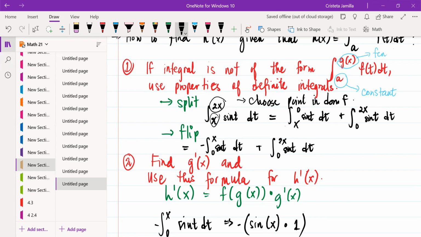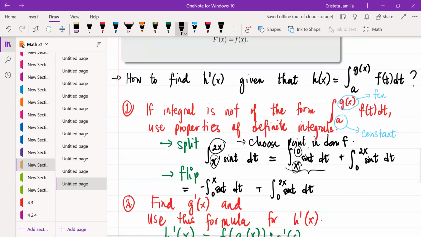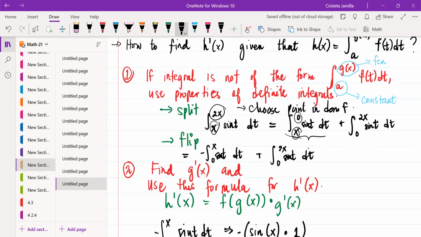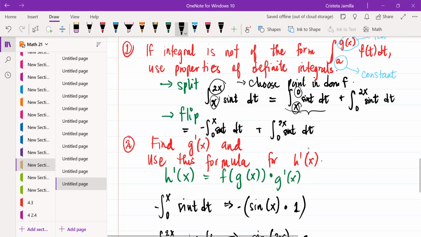After that, since the first integral is flipped, meaning the limit below is a function and the limit above is a constant, we need to flip it. So applying the properties of definite integral, I now have negative of the integral from 0 to x of sine of t dt plus the integral from 0 to 2x of sine of t dt.